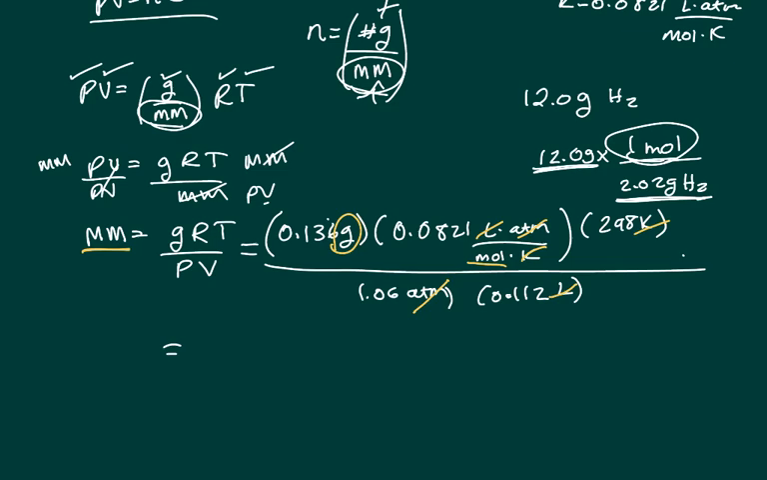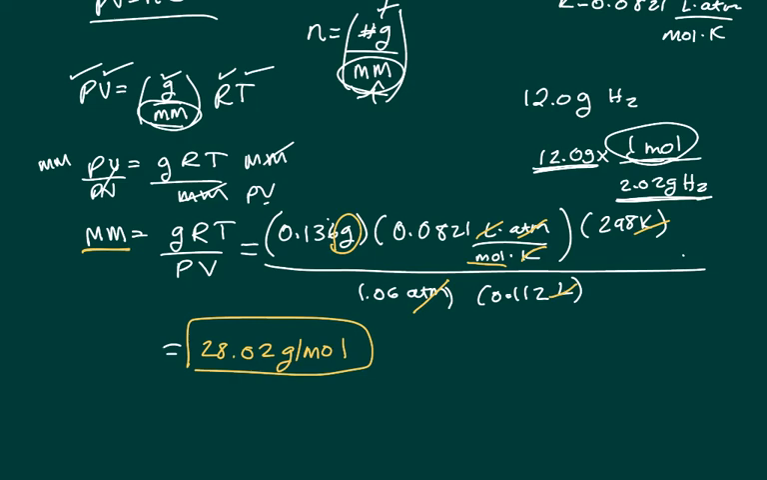Alright, so let us go ahead and multiply this out. 0.136 times 0.0821 times 298 divided by, and we want to put the bottom in parentheses, so we end up with 28.02 grams per mole, which is the unit of molar mass.